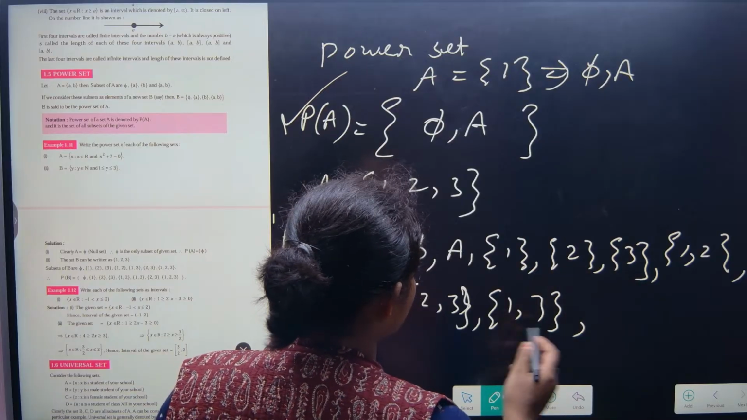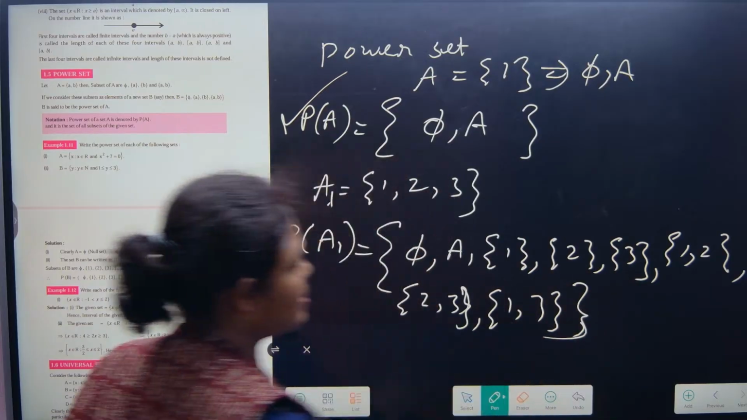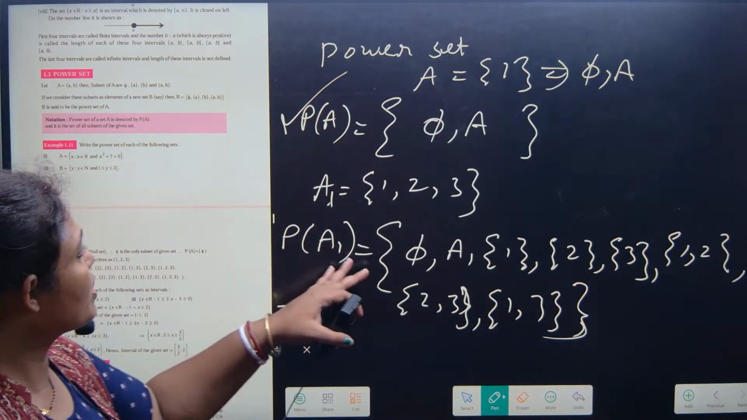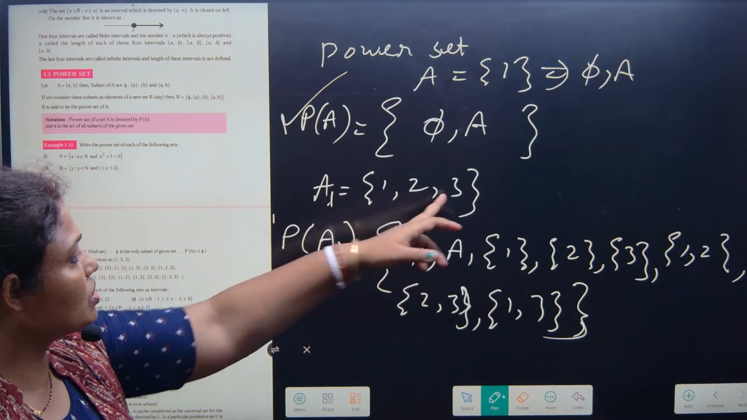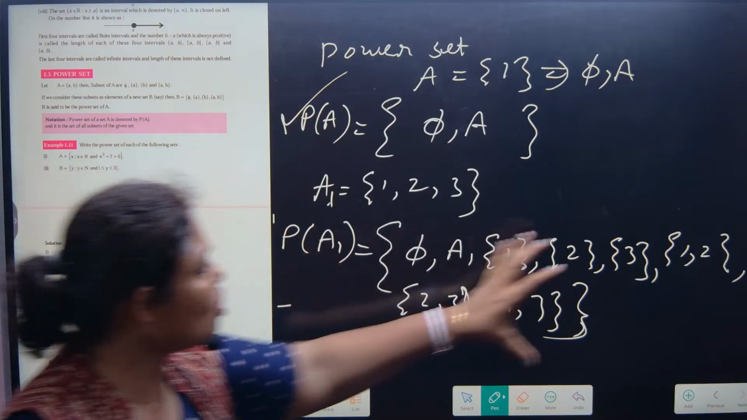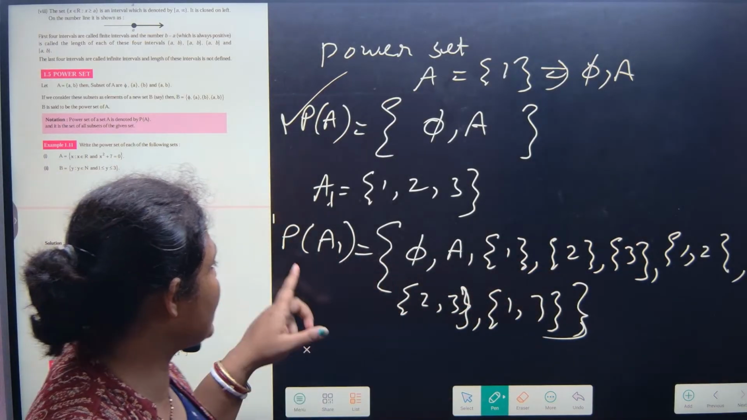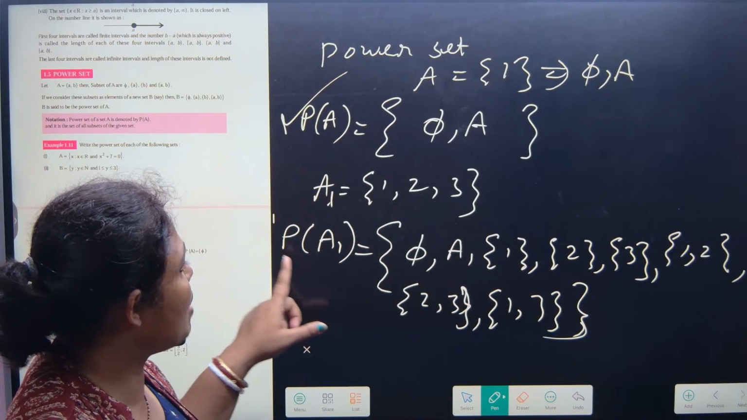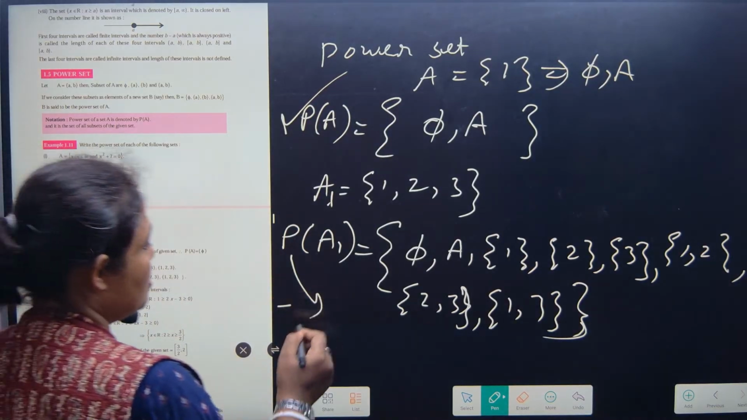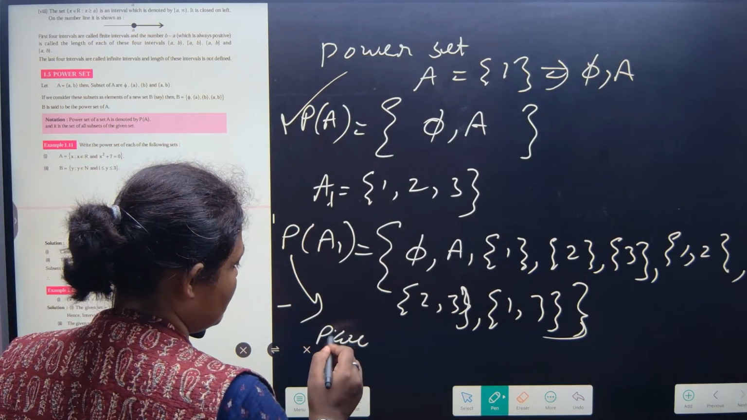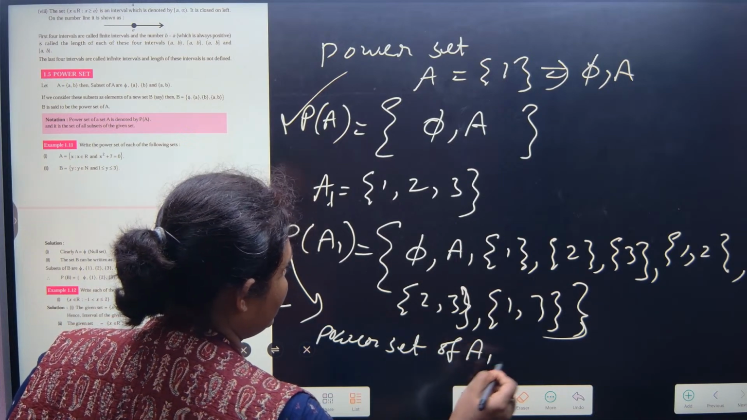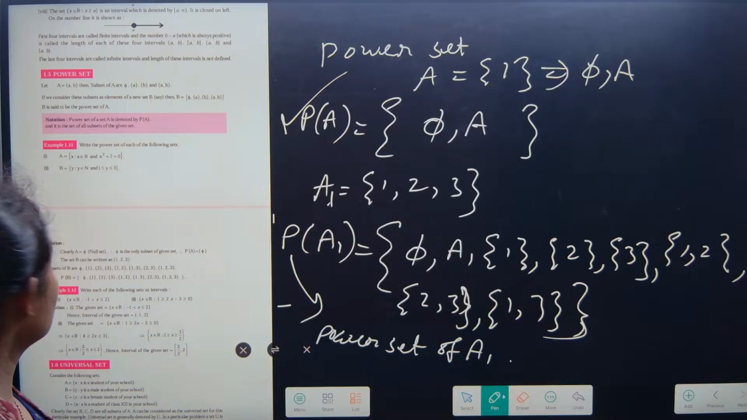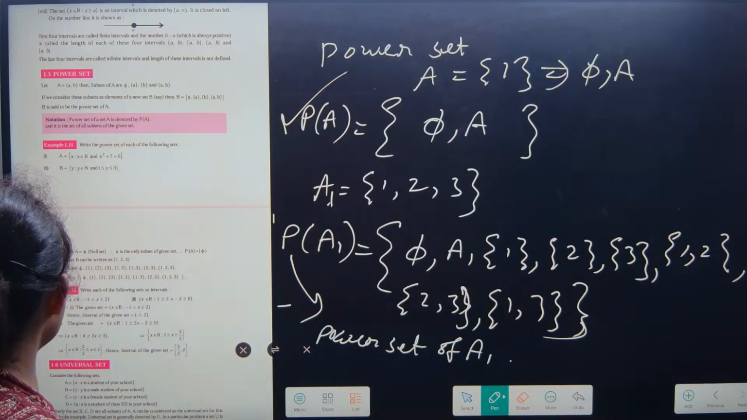1, 2, 3, 4, 5, 6, 7, 8. Done. We are done with this. Okay, so 8. How many elements do we have? 8 subsets. If we have 3 elements, and put all the subsets within second brackets, then that set is called the power set. This is called the power set of the set A. Okay, done. This is all about the power set.